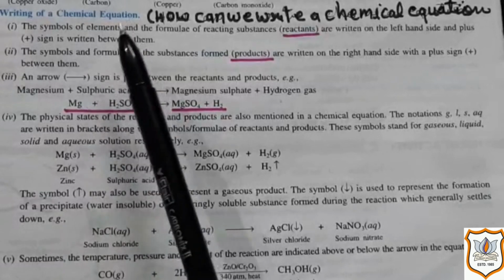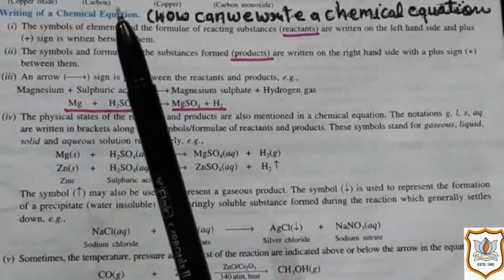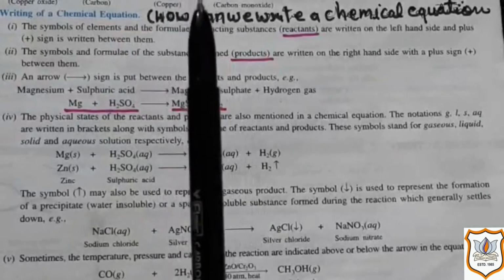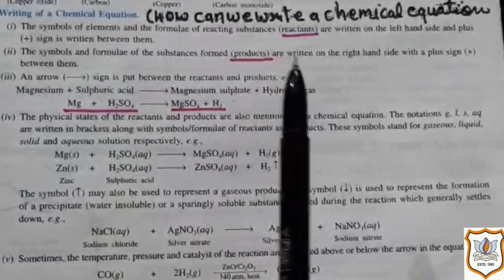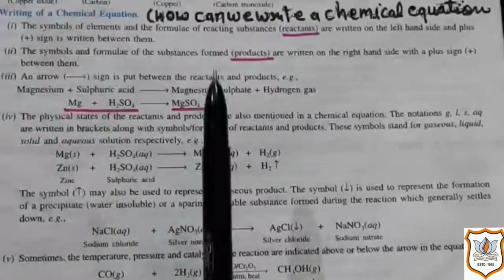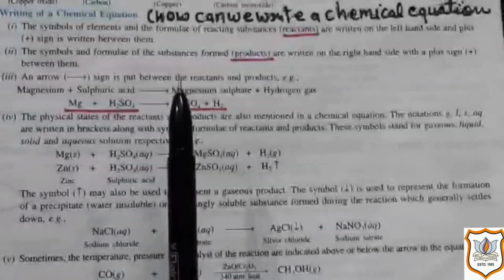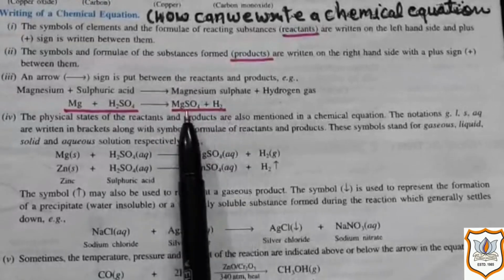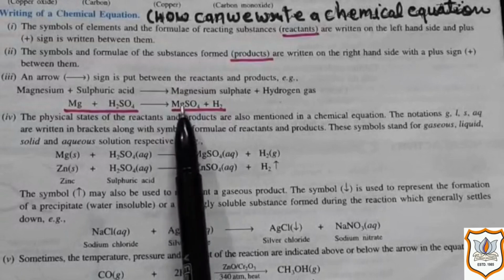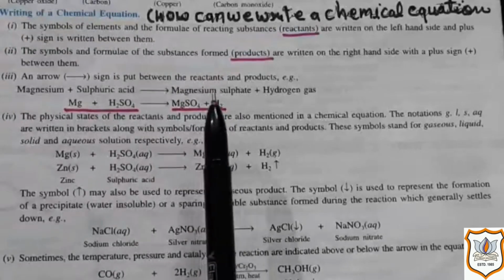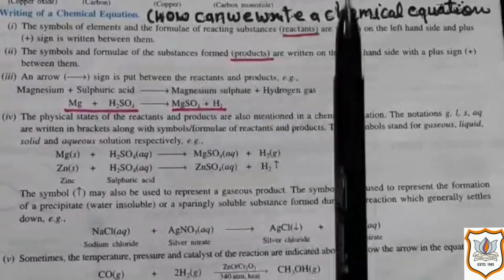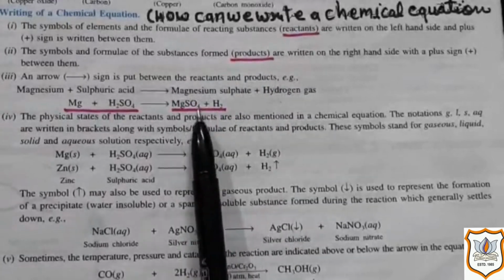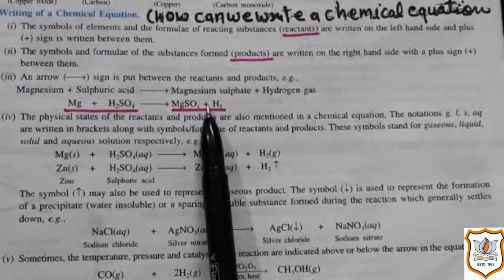In the second step, we will write the symbols of elements and formulas of compounds which are produced in a chemical reaction on the right side of the chemical equation. And also we will put a plus sign between them. Here in this example we can see that MgSO4 and H2 are the products and are written on the right side of the equation, and also here we can see that a plus sign is written between them.